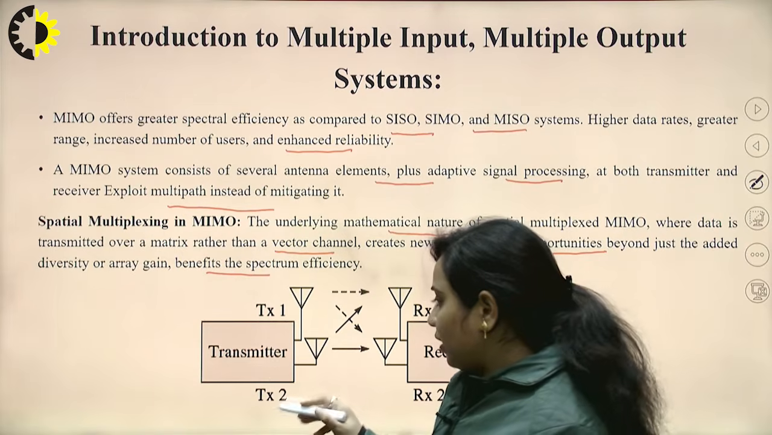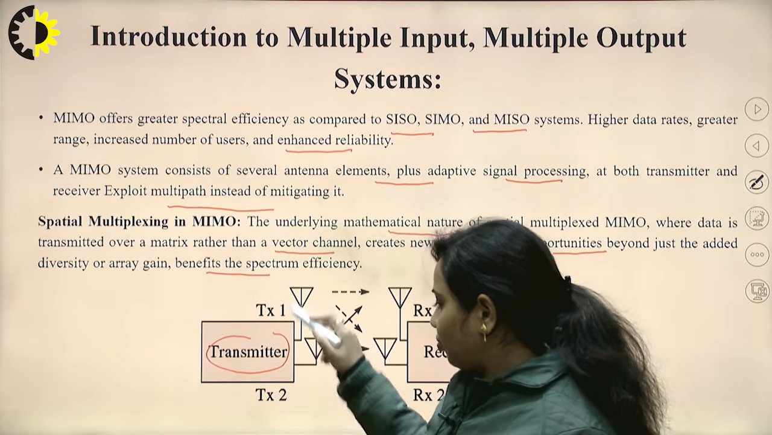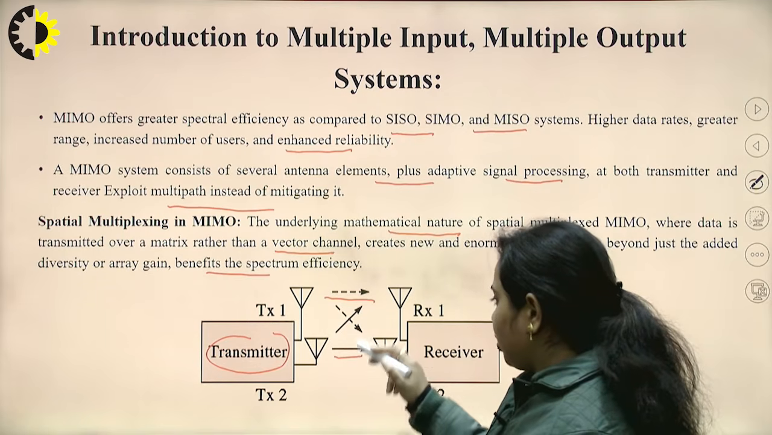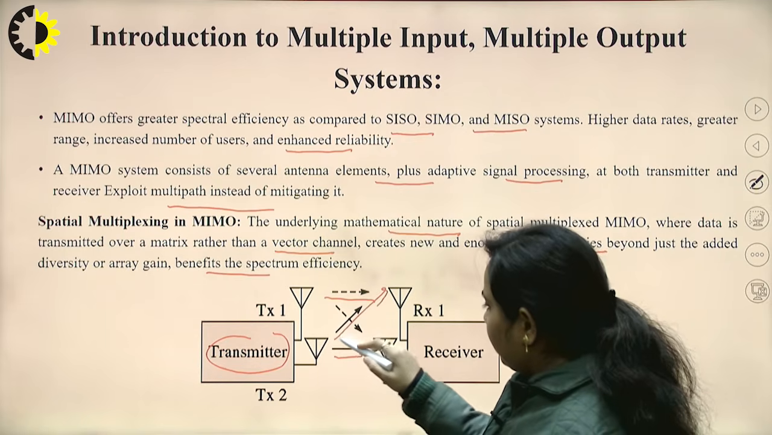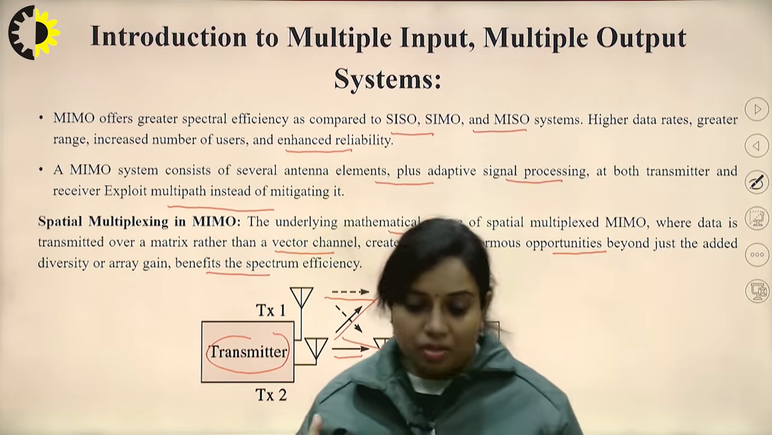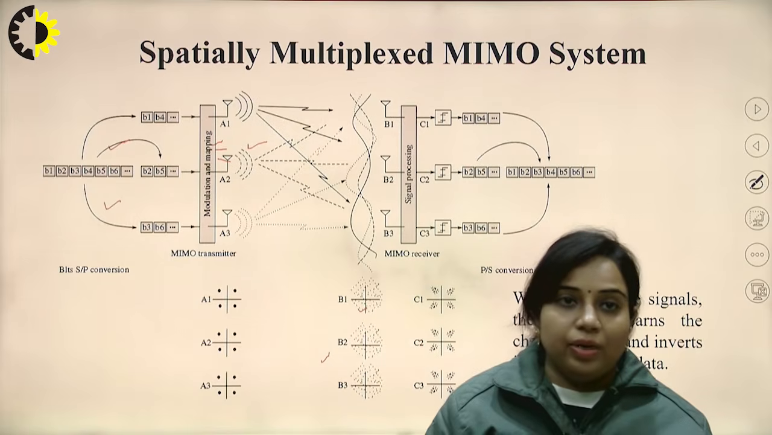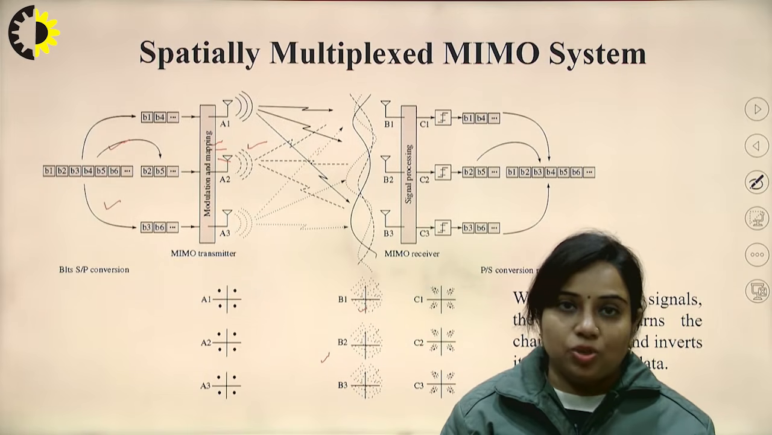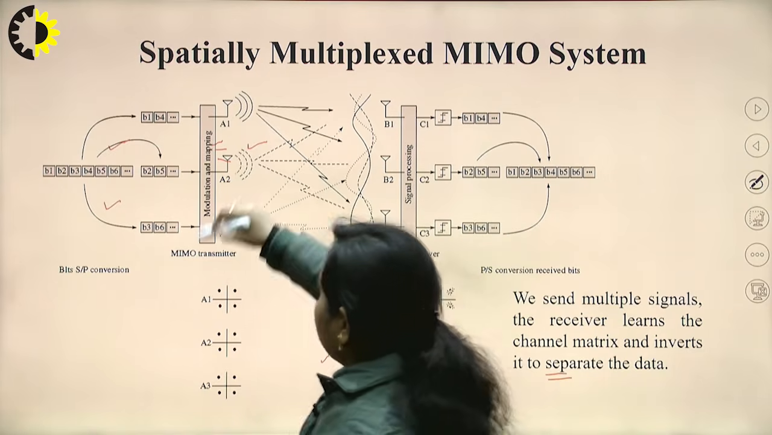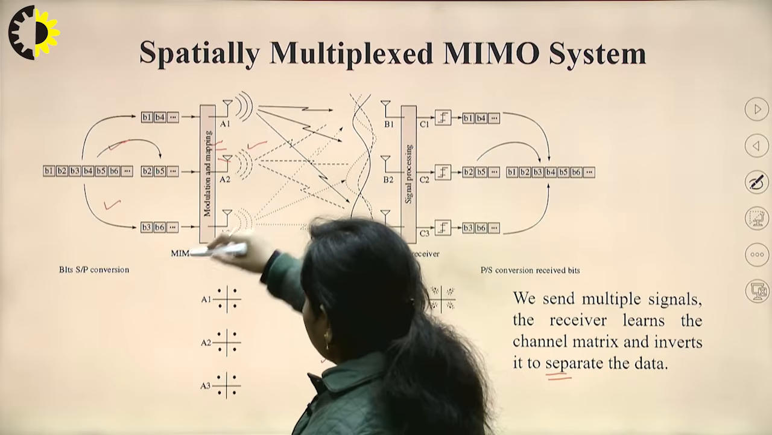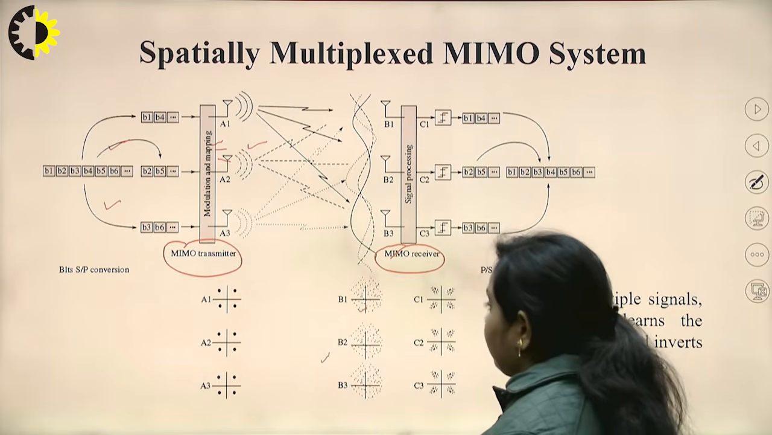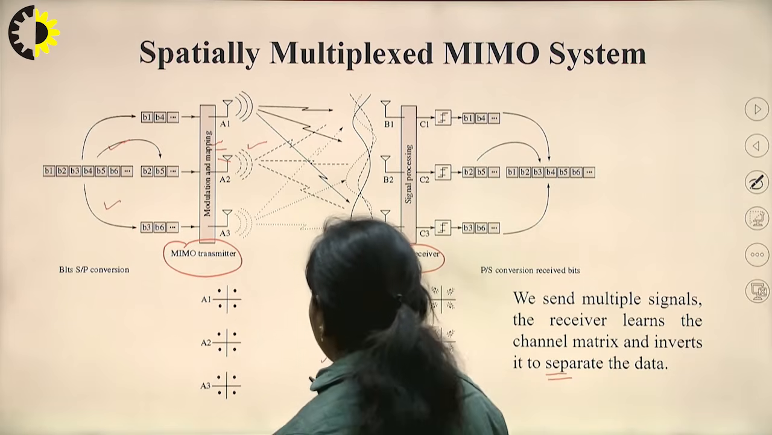Now you can see in this diagram that there are two transmitters which are going to send their information over separate channels. These can transmit over here also, and there are two receivers connected at the receiver side. Now next is the spatially multiplexed MIMO system. In this case, a modulator and mapping are used at the transmitter side. This is the MIMO transmitter, this is the MIMO receiver.